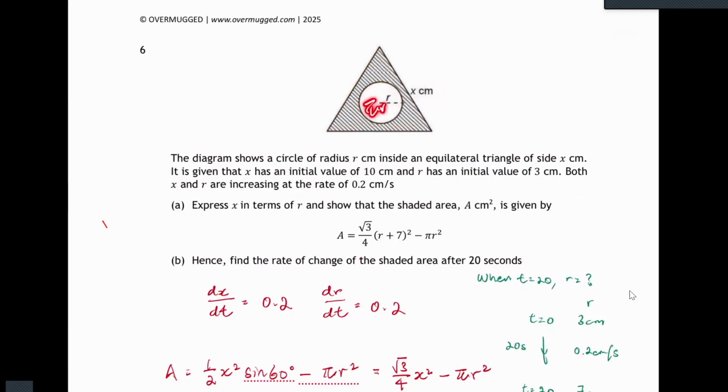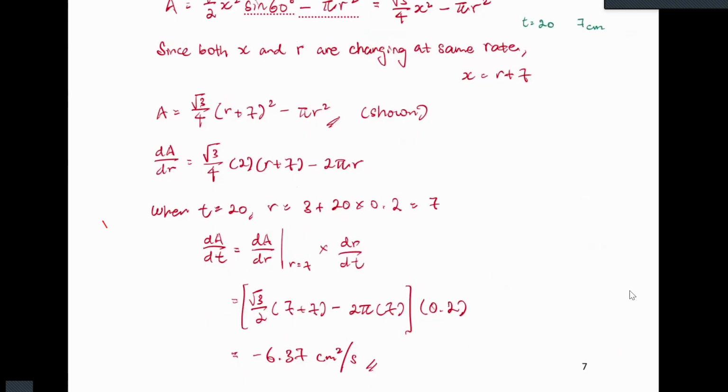This is pi r squared, this is half ab sine C. So because of this, it will cause the shaded area to decrease because the triangle increases at a slower rate compared to the area of the circle. So therefore we have our dA/dt to be negative because the shaded area is decreasing in size. Eventually, it will reach a point where the circle outgrows the triangle.